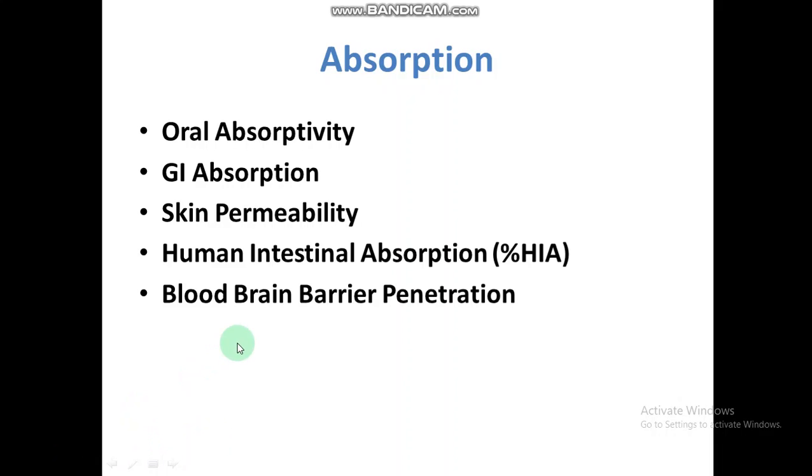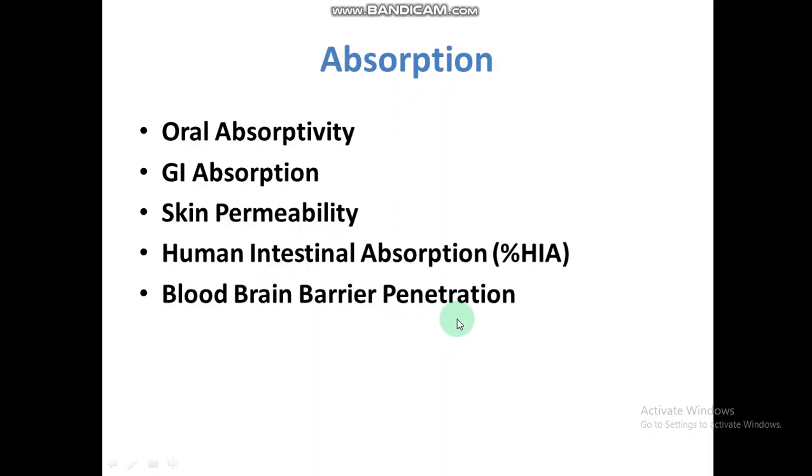Human intestinal absorption is another parameter we also observe during drug designing or during absorption parameters. We observe what percentage of this drug will be absorbed from the human intestine.